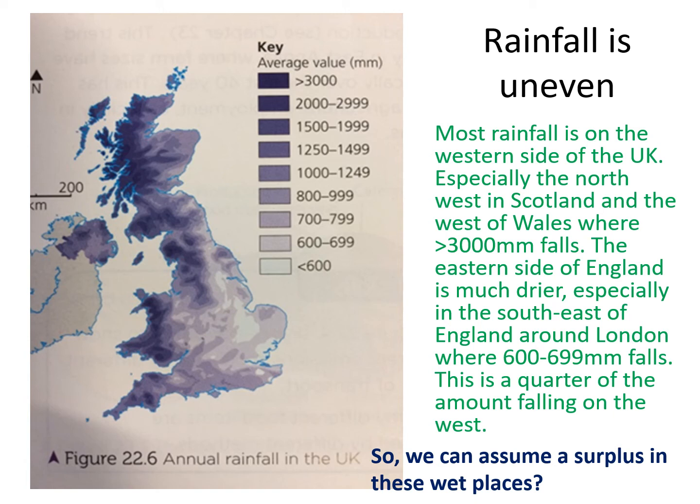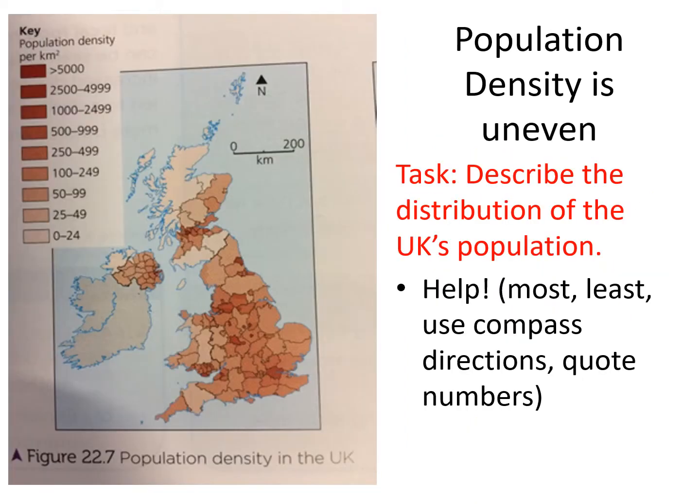So we can assume that there's going to be a surplus of water in those places where they're getting a lot, can't we? However, it's not quite as simple as that, because we need to look at where people live as well. So this map here shows population density, and as you can see, again, it's uneven. Population density is the number of people living in a particular place. So the darker the orangey colour, the more people live there.